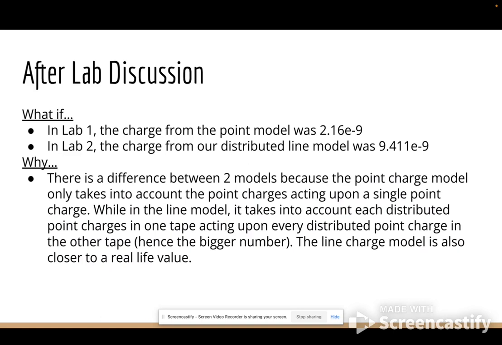There is a difference between the two models because the point charge model only takes into account the point charges acting upon a singular point charge, while the line model takes into account each distributed point charge in one tape acting upon every distributed point charge in the other tape, hence the bigger number. This also implies that the line charge distributed model is closer to a real life value.